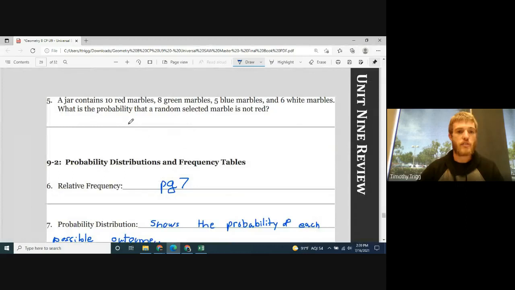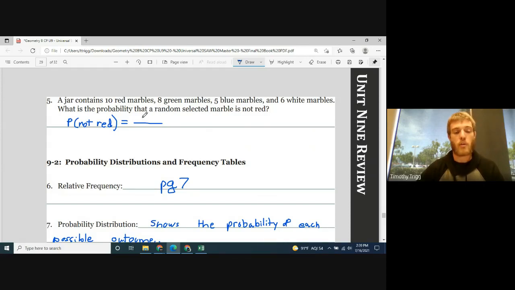A jar contains 10 red marbles, 8 green marbles, 5 blue marbles, and 6 white marbles. What is the probability that a randomly selected marble is not red? So here we're doing the probability of not red. You can think of this as a complement probability, but it doesn't make it any harder. We just want all the marbles that are not red over the total number of marbles.